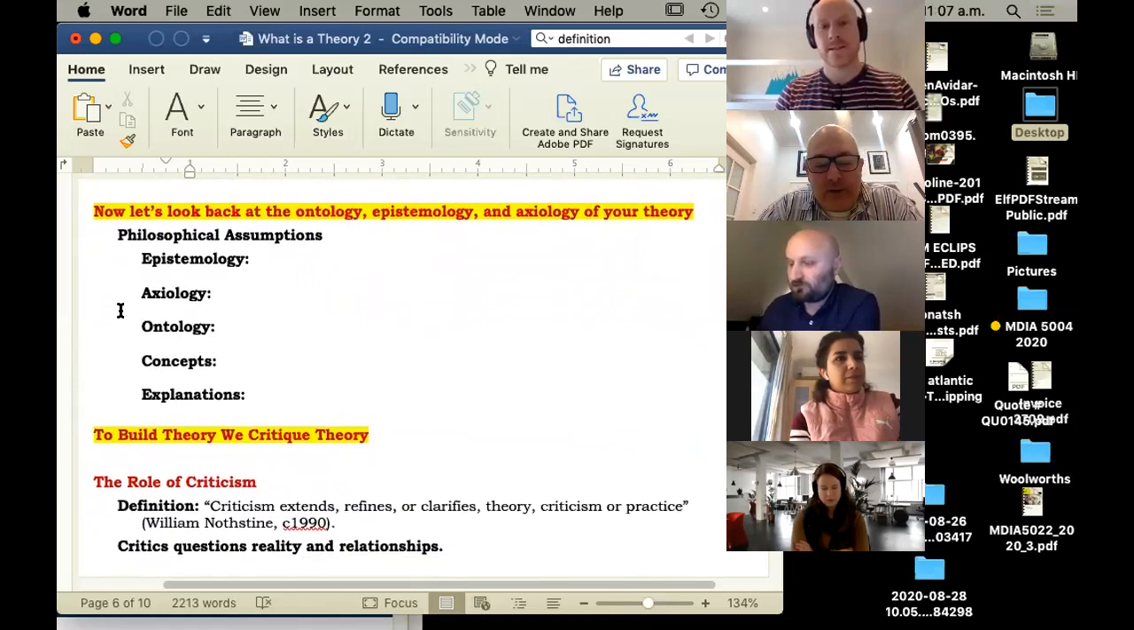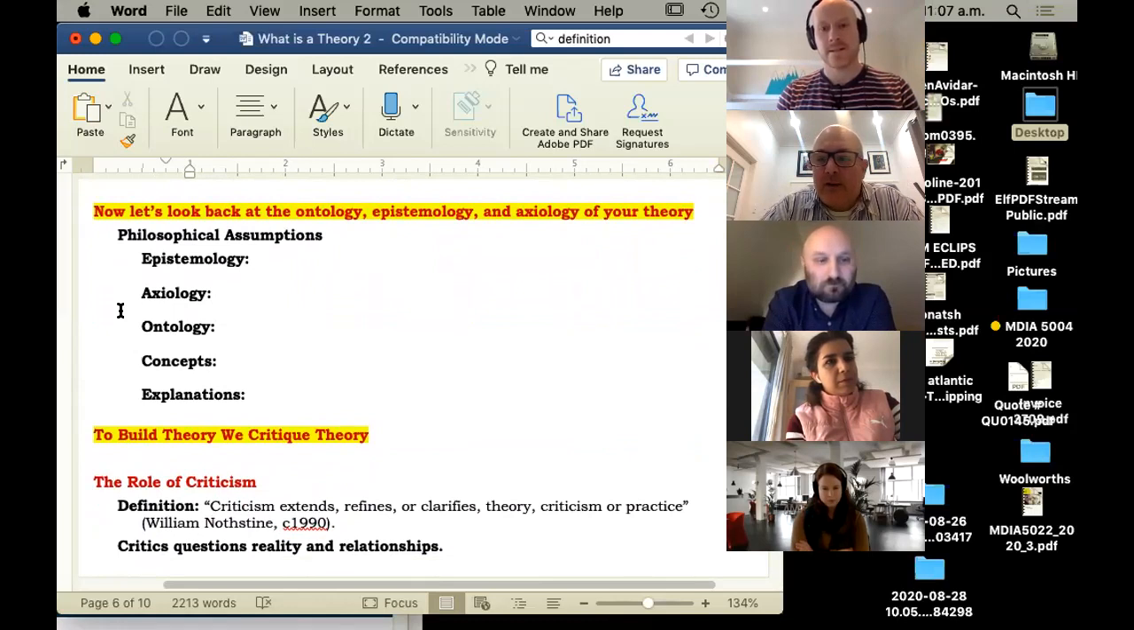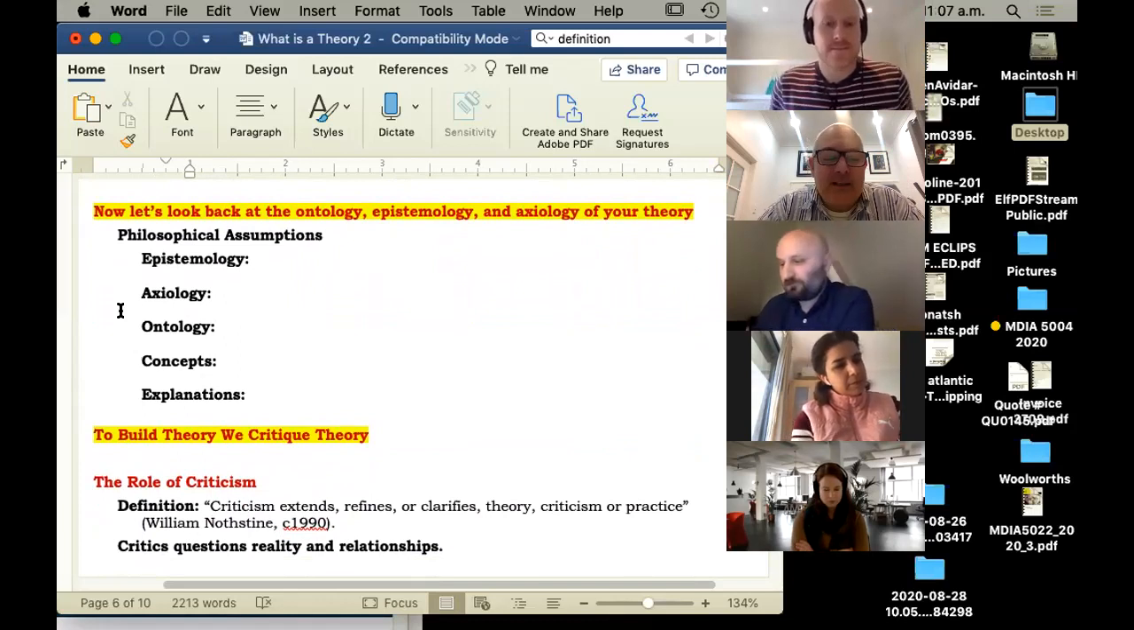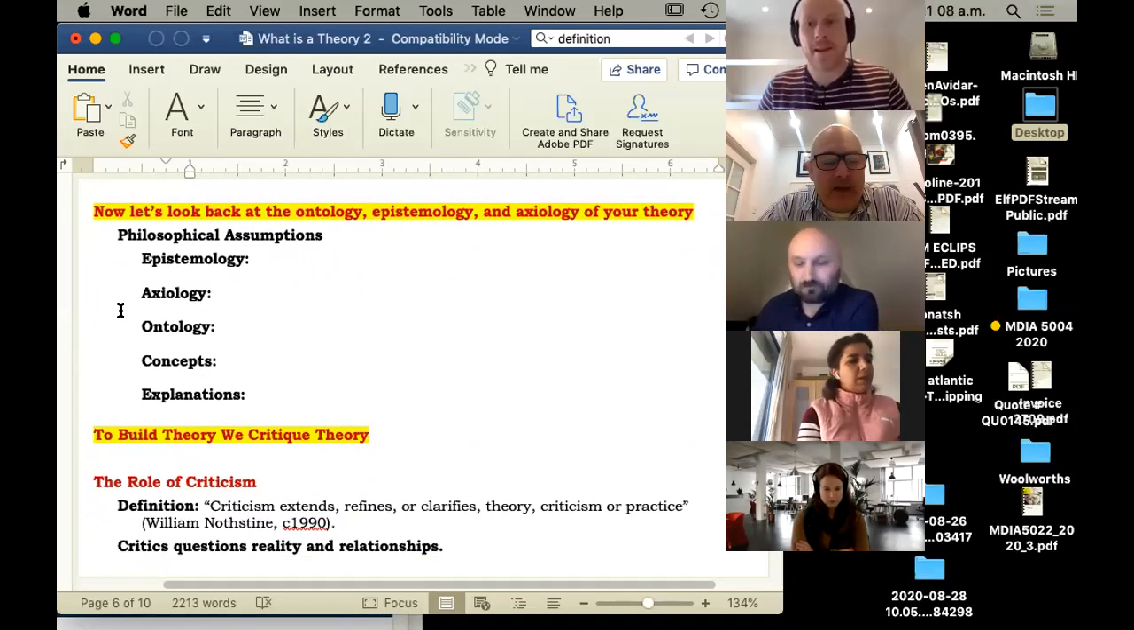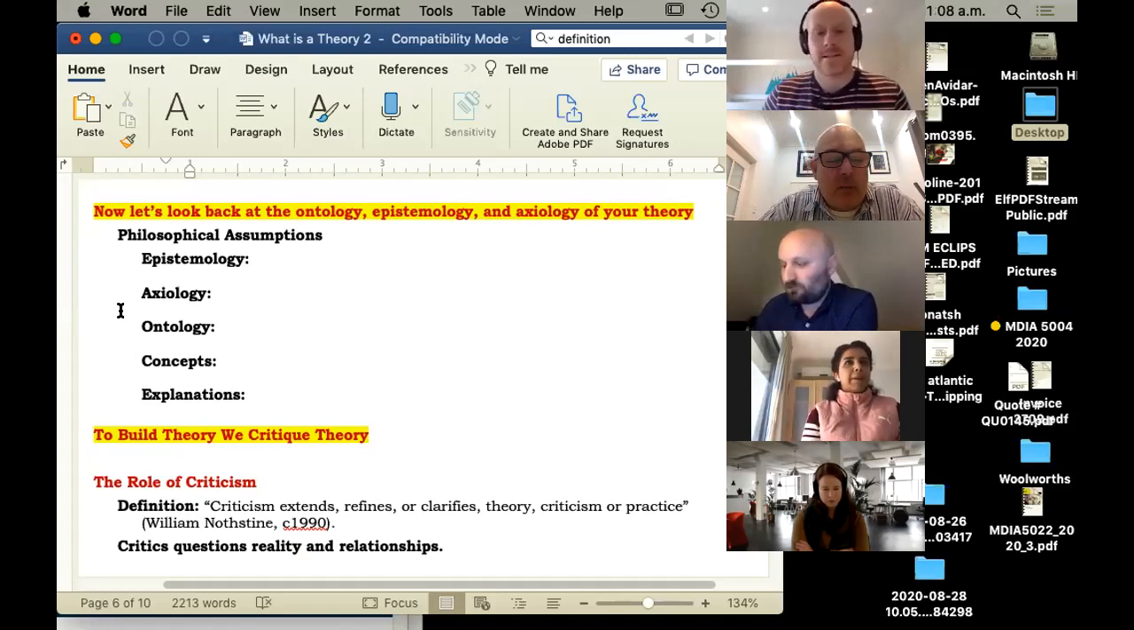When I was an undergraduate, I had a professor, William Nostein in Oregon, and he had this in his handouts, in his notes. I did a Google search a couple days ago to see if this was anywhere online, and it's not, which isn't surprising because it was his, but it was from his syllabus. And he defined criticism as rhetorical criticism. It was a rhetoric class. Rhetorical criticism, it extends, refines, or clarifies theory, criticism, or practice. And I've always liked this definition.